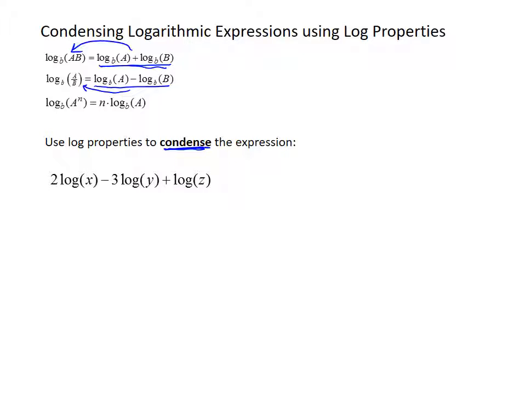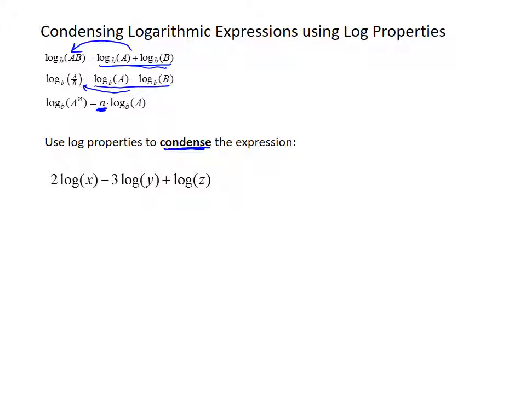In terms of condensing, we can also think about bringing an exponent, something that is multiplied by the log, up into the log as an exponent. So condensing actually uses the properties backward. And it can be really valuable when we solve equations. So let's look at a couple of examples.